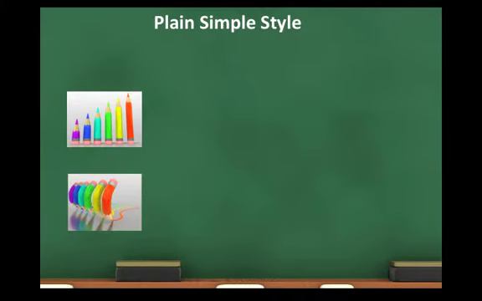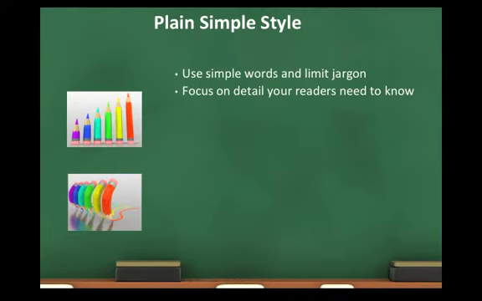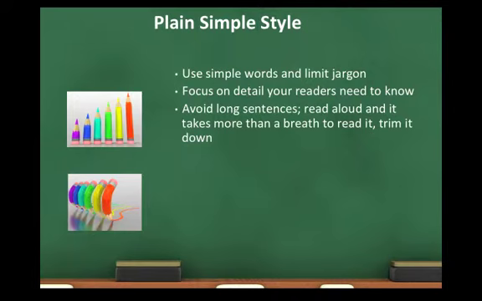Okay, Chapter 9 also mentioned this idea of a plain, simple style, and I do think it's important when you're crafting a technical description, your words need to be as simple as possible because you're generally communicating with a non-specialist, somebody that's unfamiliar with this particular language, so you're going to limit any type of technical jargon. You want to focus on the details that your readers need to know, not on the details your readers don't need to know. So it's this idea of trimming the fat. You want to avoid long sentences.